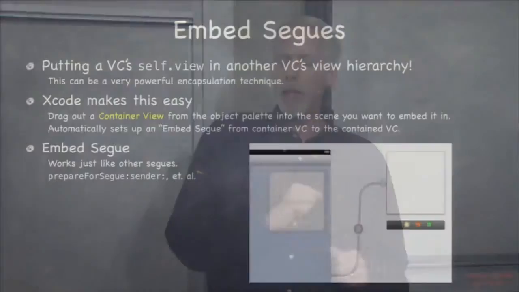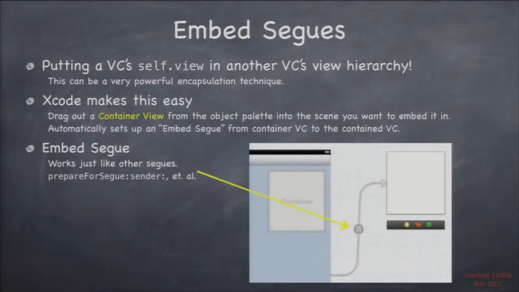I'm going to do this in the demo so you get a little better idea what we're talking about here. Xcode makes it really, really easy to do this. You just go to the object palette and you're going to find something down there called container view. You drag that container view out into the view you want, and then it's going to automatically create a little view controller with a segue to it. But you can control drag from this container to any VC you want to be embedded there. Okay? And then once you do that control drag, it's just like any other segue. It's just a segue.